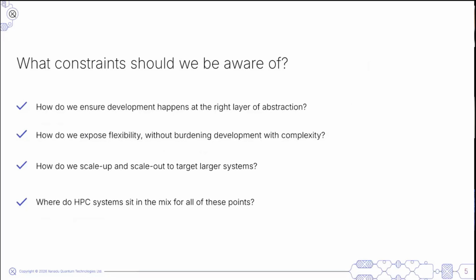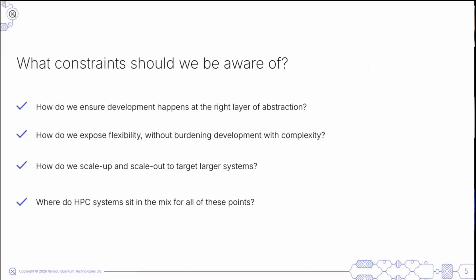Okay, so next, what constraints should we be aware of? I think there's a few that are always important when you're building out an ecosystem. The first one is making sure that development happens at the right layer of abstraction. For algorithm developers, we don't want them to be worrying about RDMA over some specific link.